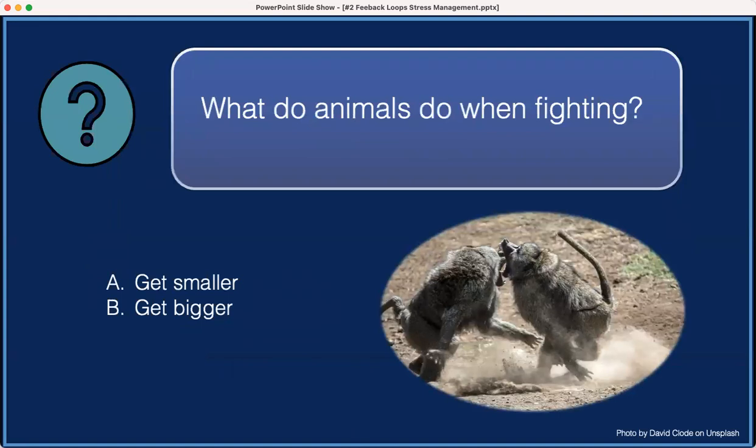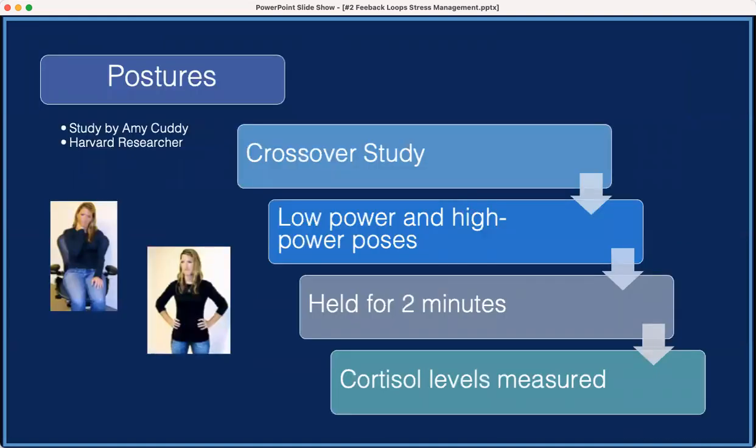First question, what do animals do when they're fighting? Do they get bigger or do they get smaller? I hope you answer they get bigger. So this is actually measured in people. And these are the body postures.